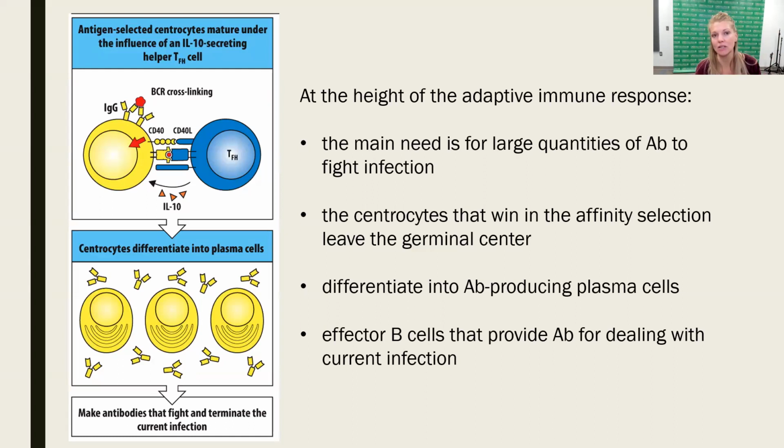Those plasma cells, their only role is to make antibody. And that's why we see plasma cells always indicated by having a very noticeable Golgi, because there's so much protein being produced and being exported. That's their effector function, is to make antibody. And so these are the plasma cells, or the effector B cells, that provide antibody for dealing with infections, at least at this point, current infections.